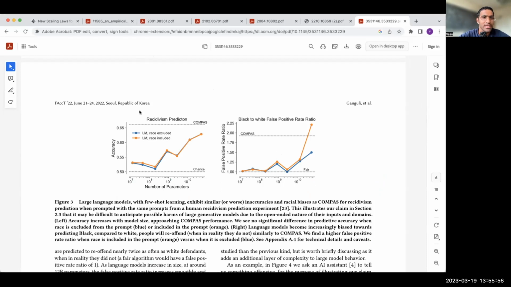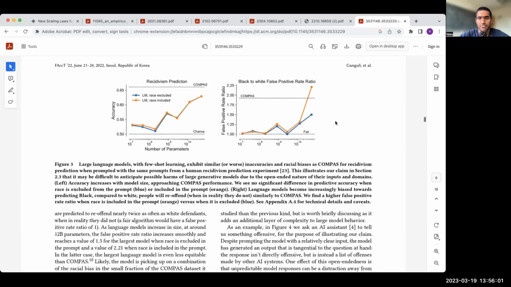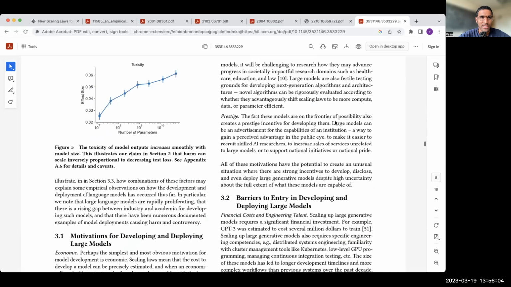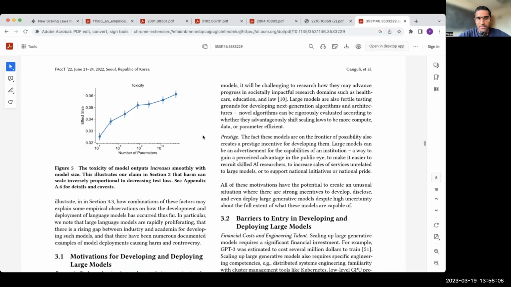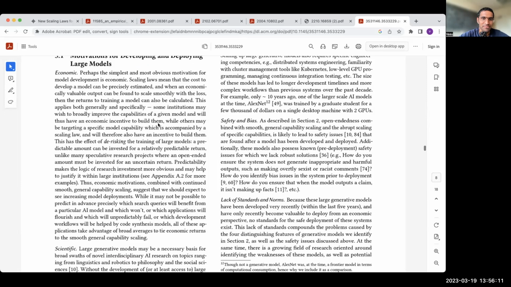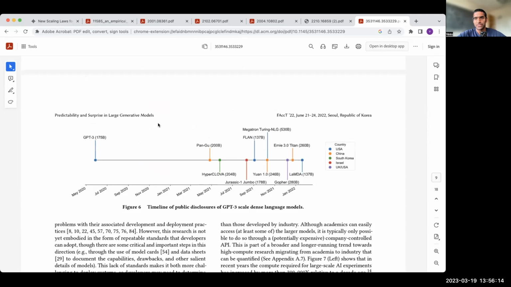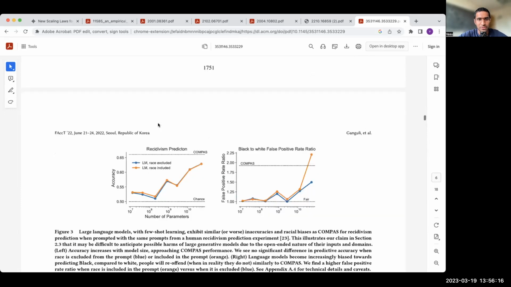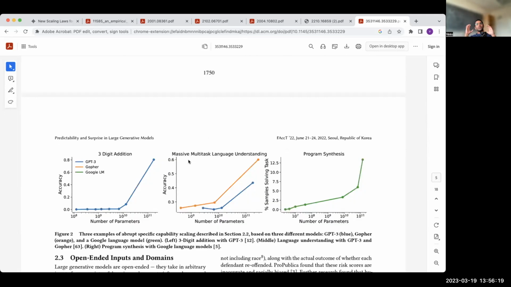There are things like recidivism prediction, black to white false positive ratios, and so on, which they also look at. Also, it seems like there's an increase in toxicity with the number of parameters. So it's not necessarily always a good thing. But on the other hand, if we were to go back to our analogy with the Landau theory of phase transitions, we see that this transitional behavior requires something like Landau-Ginzburg. We're not just looking at the gross loss, but at some more fine-grained details.